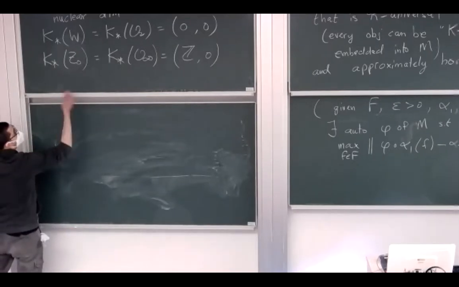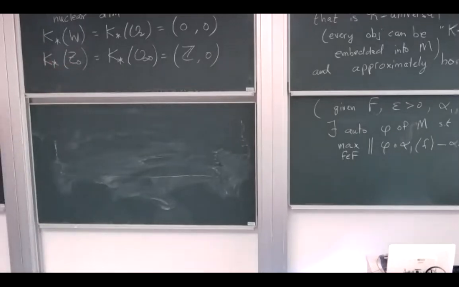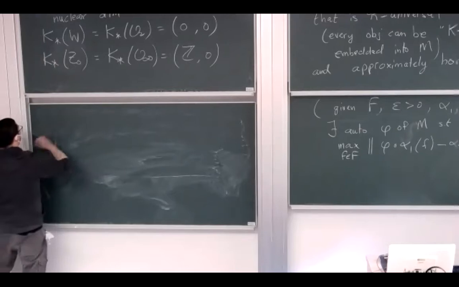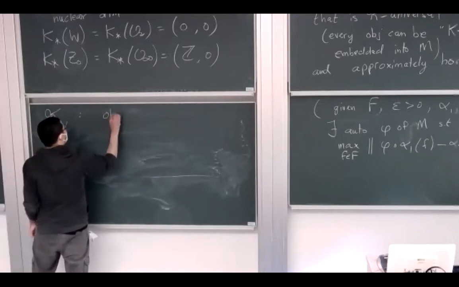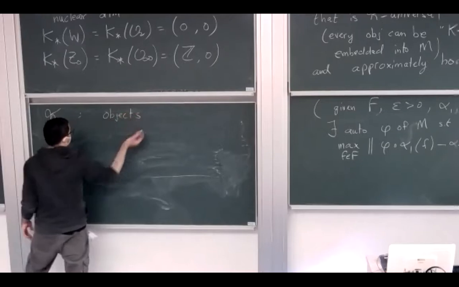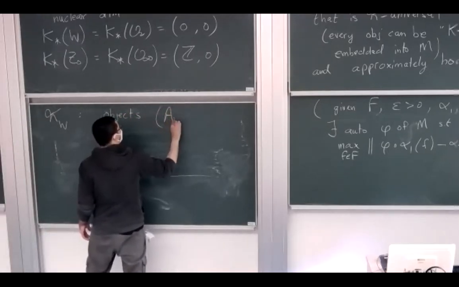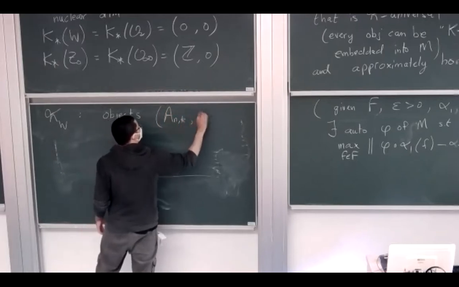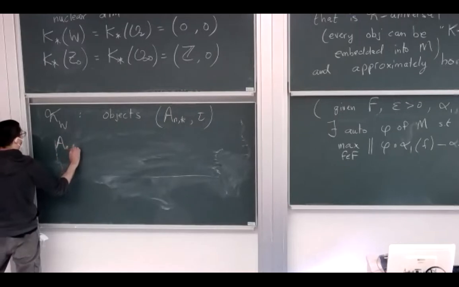So let's get to the categories of which these objects will be the unique Fraïssé limit. All right, so the categories, so first of all, for W, the objects are pairs A, K and tau. So A, K is an algebra that looks like this.